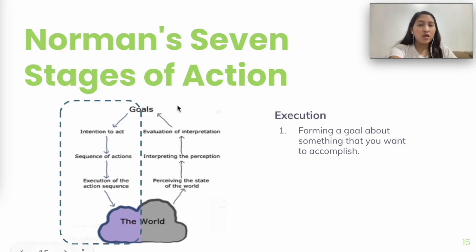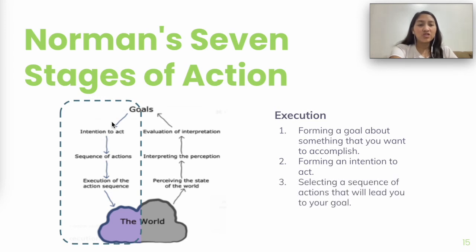So if you are the user, you will form a goal about something that you want to accomplish. And then you will form an intention to act. And then you will select a sequence of actions that will lead you to your goal. Because a goal is equivalent to several actions in order to achieve it. And then you will actually execute the action sequence.